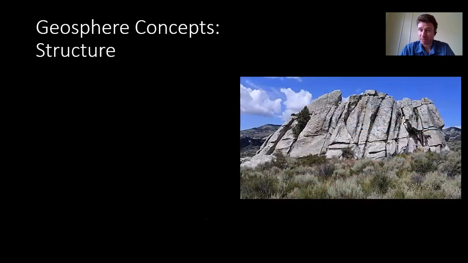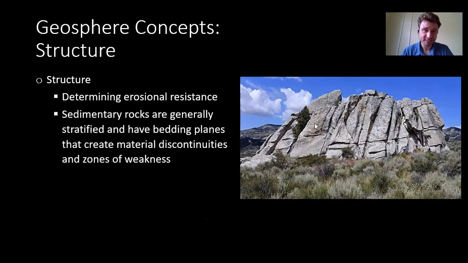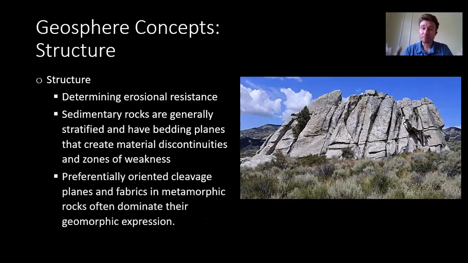For a final geosphere concept, you can talk about rock structure, right? And that means the overall shape, dimensions, and physical properties, right? That determine erosional resistance. We know such like sedimentary rocks stratified by bedding planes create material discontinuities between our weakened zones. And then preferentially oriented cleavage or joints or breaks in rocks and fabrics in metamorphic textures, they often dominate geomorphic expression. And so in Bhutan, these are two things that we really have to be considerate of when we're thinking about rock structure.